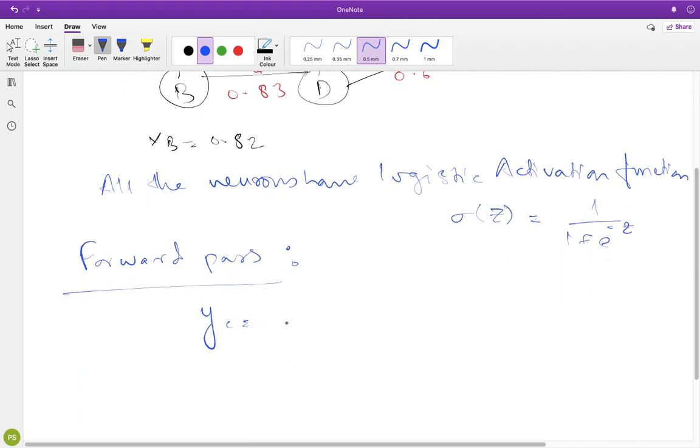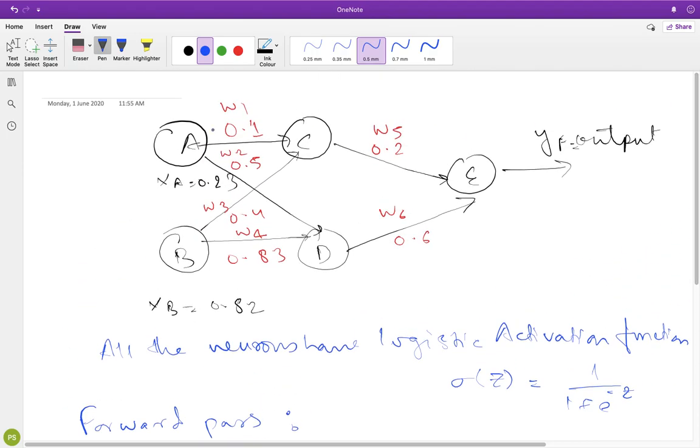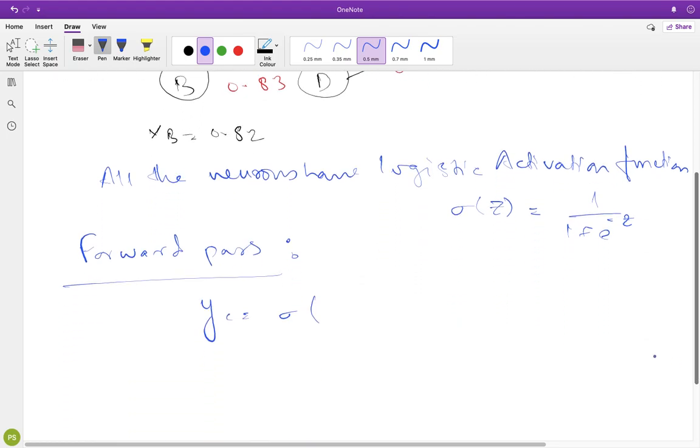You already know that YC is the neurons multiplied by the respective weights. So 0.23 multiplied by 0.1 and 0.82 multiplied by W3, that is 0.4. So YC will be 0.23 into 0.1 plus 0.82 into 0.4, which is sigma of 0.351, which you can calculate by using this formula, being 0.58.